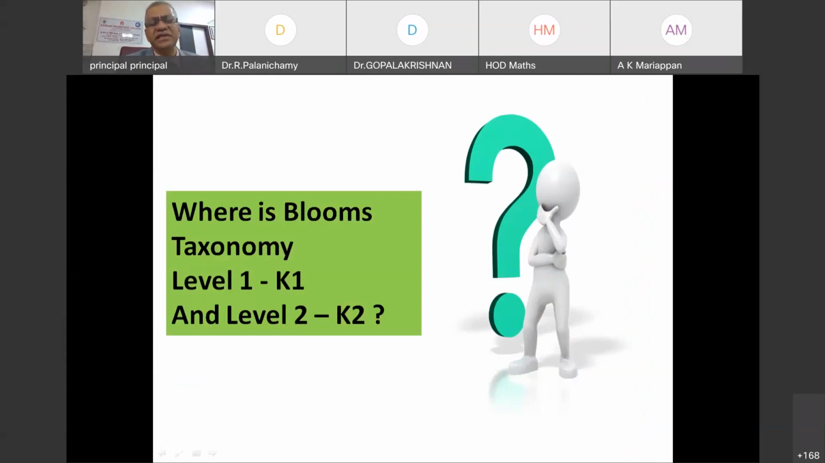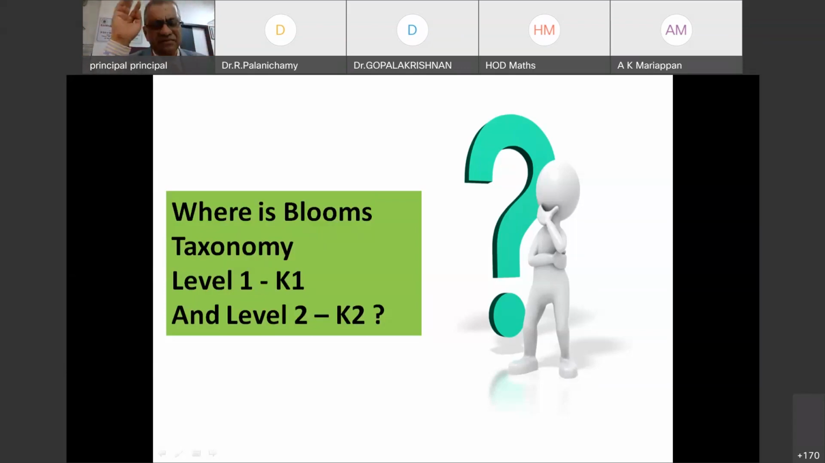So far in this mapping between POs and Bloom's taxonomy level, where is K1 and K2? There is no K1 and K2. So if you are telling in your question paper CO1 maps to K1, CO2 maps to K2, you cannot use it for mapping with the PO.